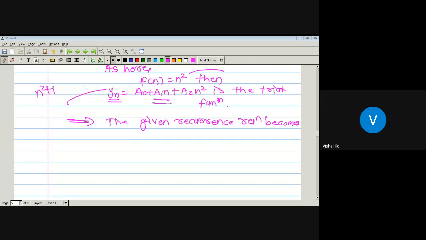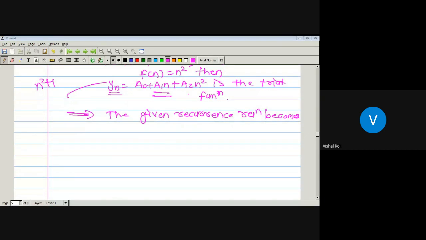Is only one solution possible for every degree-2 polynomial? No, sir, it depends on our example. What if it is in the form of n square? Then we will get a naught plus a1 n plus a2 n square, and whenever we put this in our given recurrence relation, we will get the values of a naught, a1, a2. These constants a naught, a1 and a2 depend on our given f of n and our given recurrence relation.